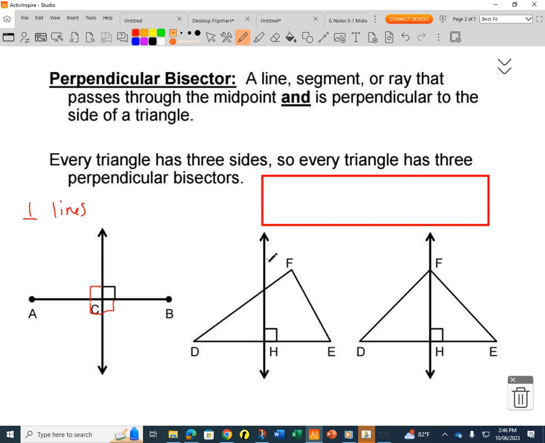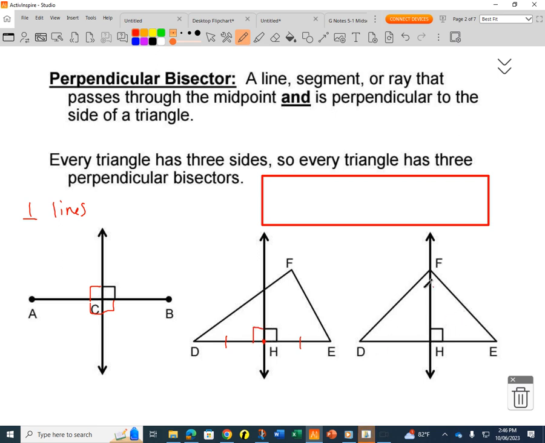So this line that goes through point H, if we say that this distance is congruent to this distance, or this length is the same as this length, and because this line is perpendicular to side DE, now we can say it's a perpendicular bisector. And that's going to mean that this angle is also a right angle.